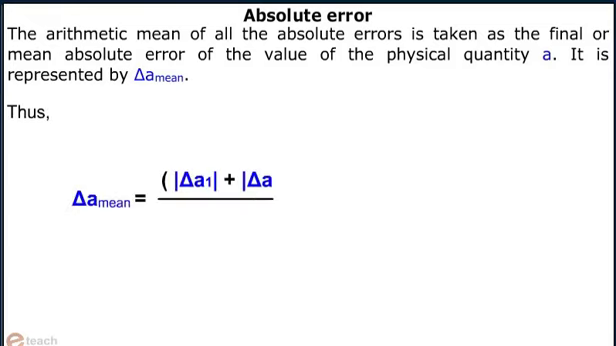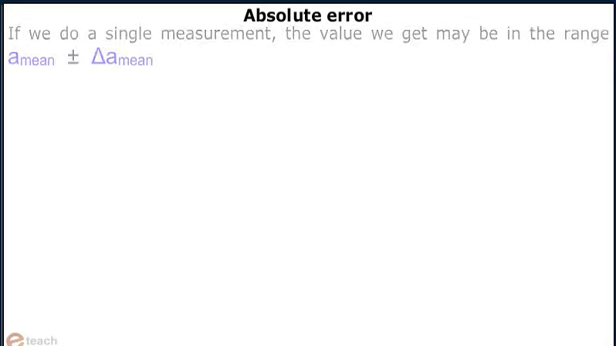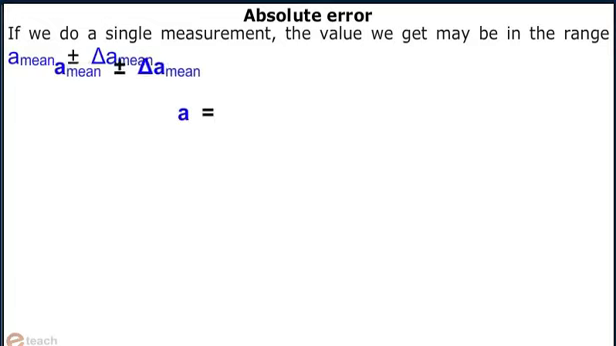Thus, delta a mean equals mod of delta a1 plus mod of delta a2 plus mod of delta a3 till mod of delta an divided by n, which is equal to summation of mod of delta ai, where i equals 1 to n, divided by n. If we do a single measurement, the value we get may be in the range of a mean plus minus delta a mean. a equals a mean plus minus delta a mean.